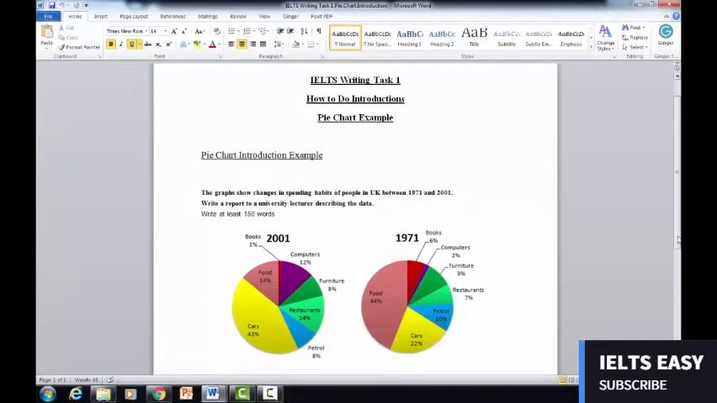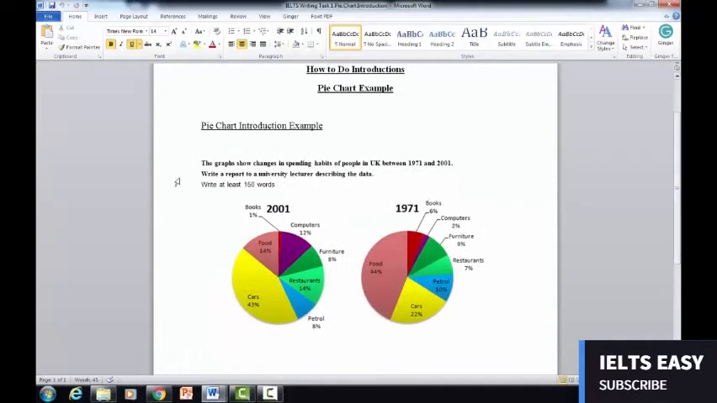All right, so as we said with the other ones, we have some information up here that describes what the pie chart is about. It says the graph showed changes in spending habits of people in the UK between 1971 and 2001. Write a report to a university lecturer describing the data. Again, that gives us some general information about what it's about.